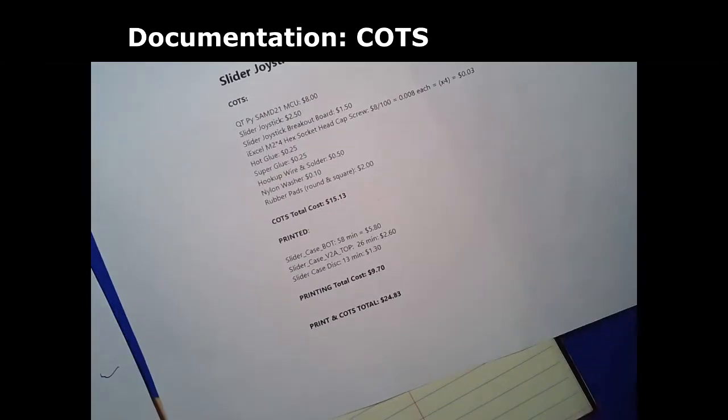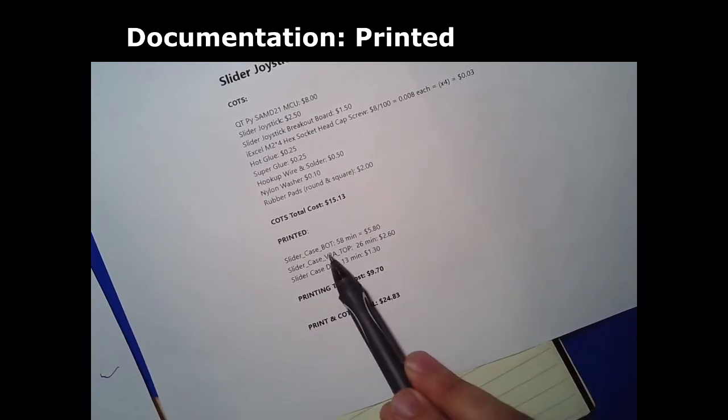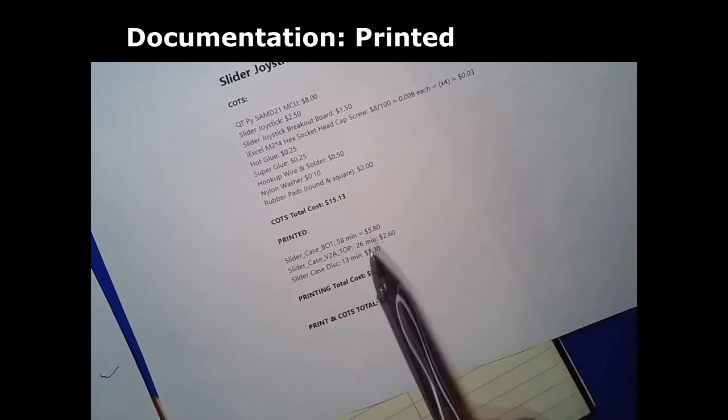The other part is the printed items. So I document the name of the STL file, how long it takes, and the cost of the print. Again, earlier I had determined that I charge 10 cents per minute for 3D printing.